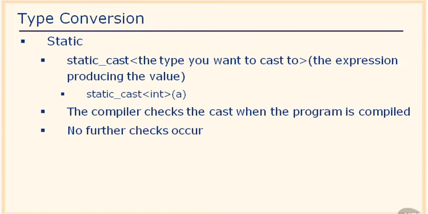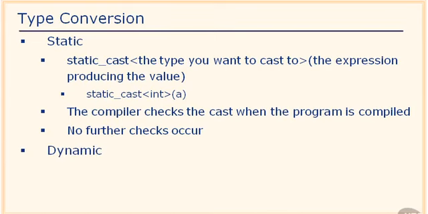Now once the compilation has happened, no further checks occur, meaning if I get past the compilation without a problem, then nothing else is going to check this, and it will get cast when my program's executing. And if it causes a problem, too bad. We checked it during compilation, and that's our only job, so we're done with it. Make sure you understand that.